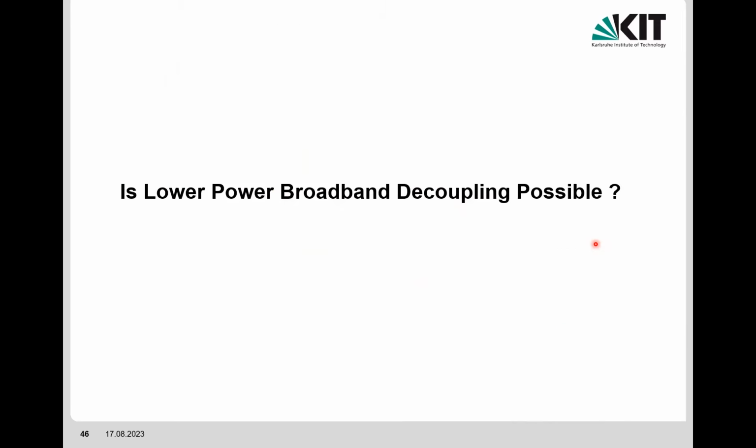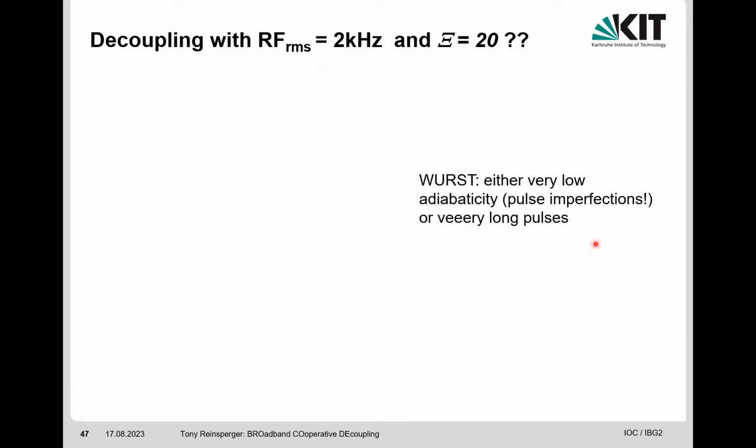Our question then is, can we reduce the power level that we need for decoupling? Everything we showed so far was at 4.4 kilohertz. We are at the limit of the spectrometer. Can't we reduce this somehow? So we were aiming for a sequence with a root mean square RF power of 2 kilohertz and a xi of 20, meaning decouple 20 times more than the RF amplitude that we apply. So 2 kilohertz times 20 would be 40 kilohertz.